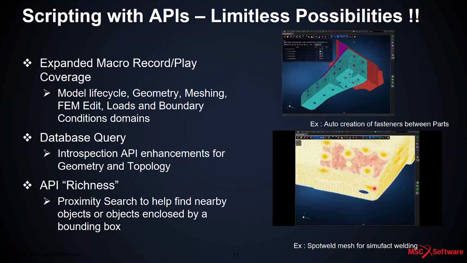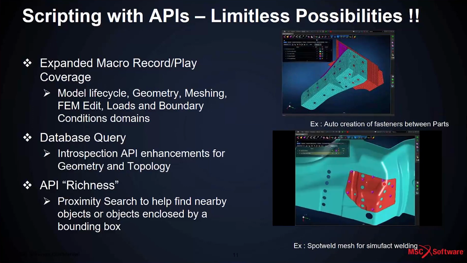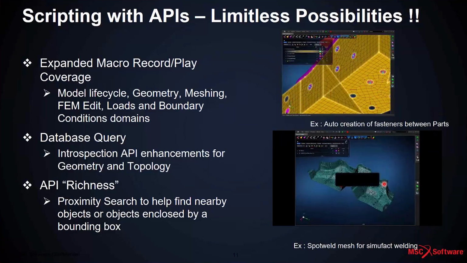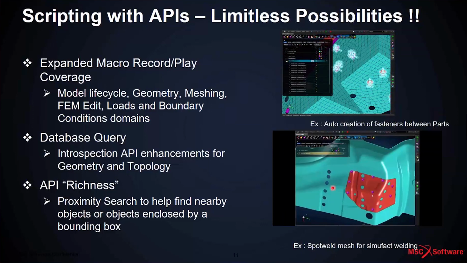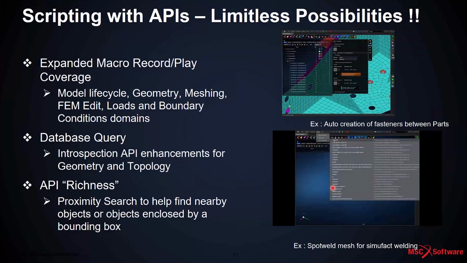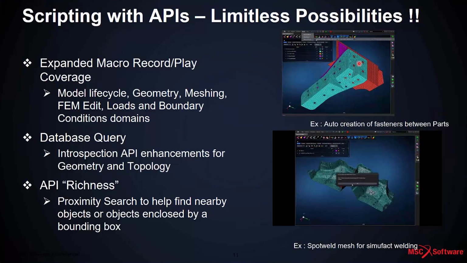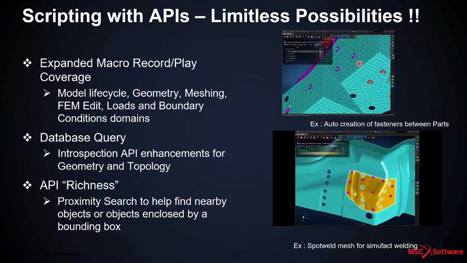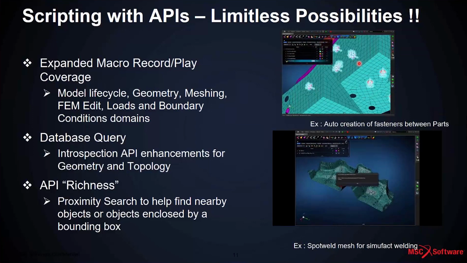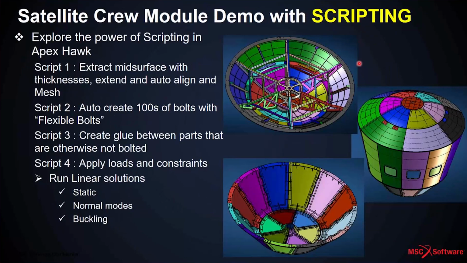In the bottom right corner, you are seeing an example where spot welds are created, and the mesh is created in the areas of the spot weld, and this mesh is exported so that it can be consumed in doing the SimFact welding. Whereas in the top right corner is a script that allows you to create a lot of connectors using the scripting capabilities. Now let's take a look at an example of scripting.